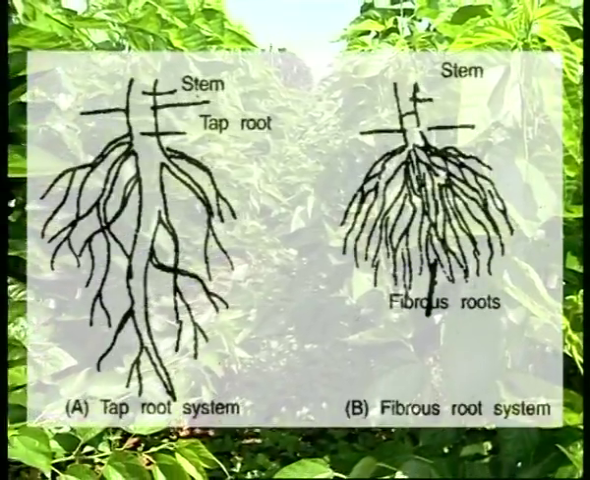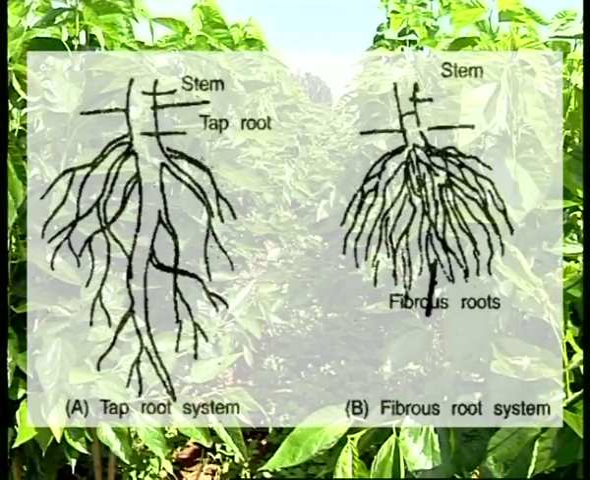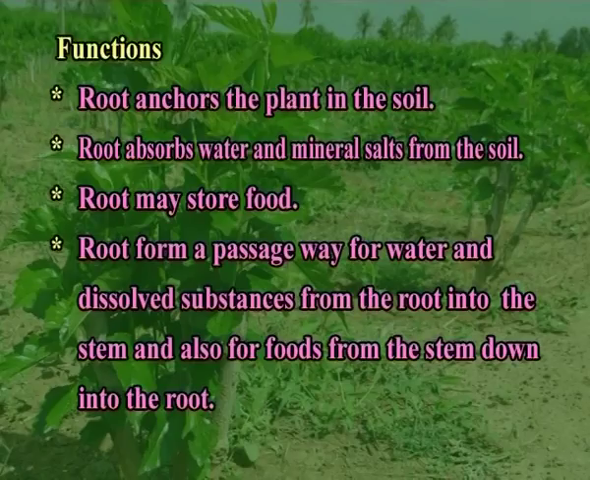The root system of mulberry tree consists of the main root or tap root, lateral roots and the fibrous roots. The form of the mulberry root system varies with the method of propagating the seedlings. Functions: root anchors the plant in the soil, root absorbs water and mineral salts from the soil, root may store food, root forms a passageway for water and dissolved substances from the root into the stem and also for the foods from the stem down into the root.